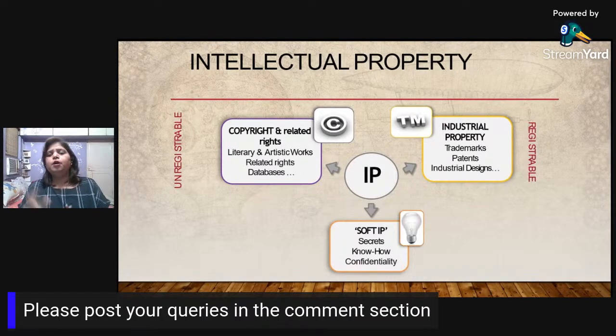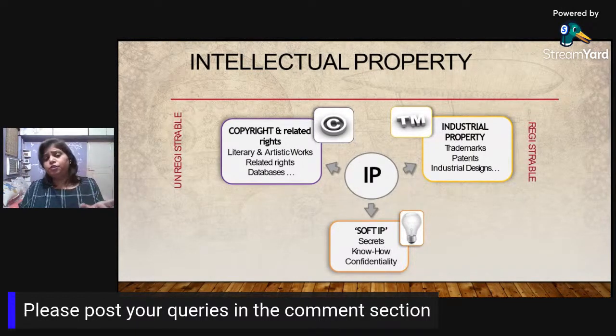And we have got two kinds of intellectual properties. As you can see, on the right hand side of my hand, it is written registrable. That means intellectual properties that you need to register to get proper protection for them, so that no one else can utilize it without your permission. And unregisterable means that you don't have to register them. They are not compulsory to be registered. If you register them, it's good.